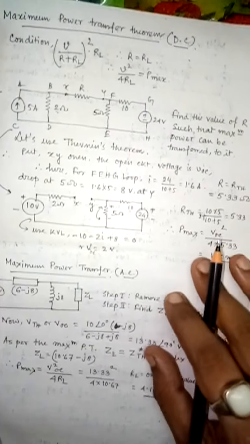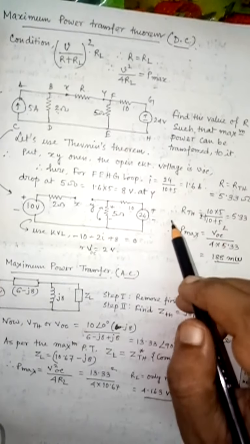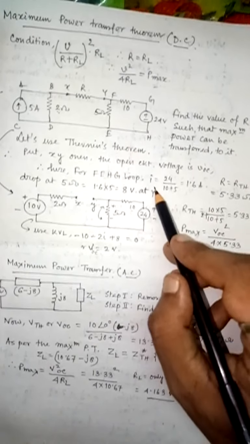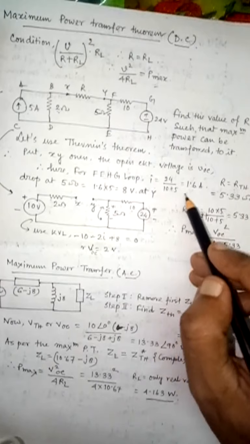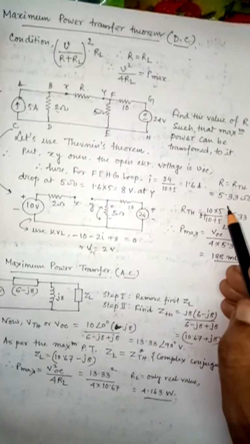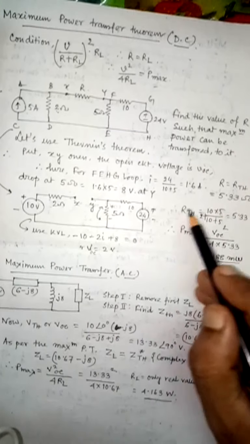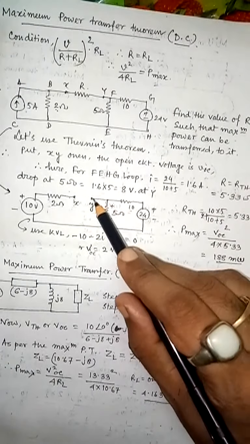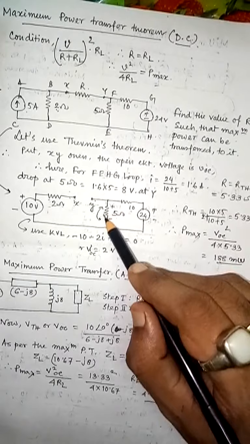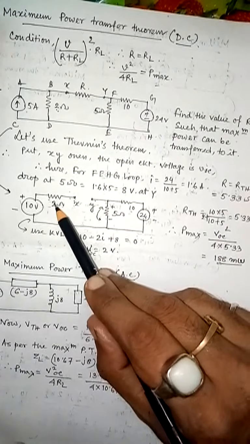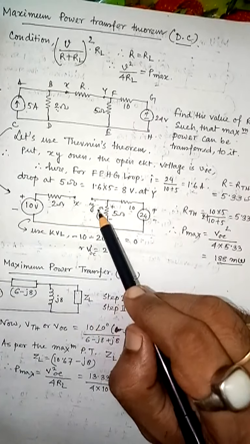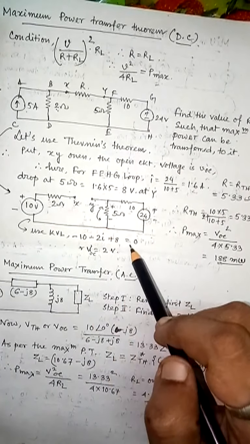Yes, so here I hope you can see it right now. So how I did it is, say this is I, you have to find it out, that is 1.6. So what is the drop across 5? This is 8 volt. Okay, so this is 8 volt drop right here, and here using KVL, 10 volt minus 2I minus 8 volt equals to 0.